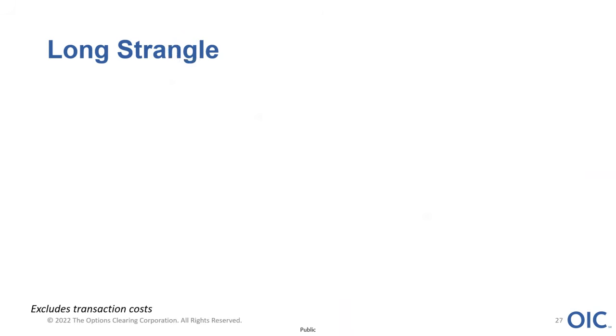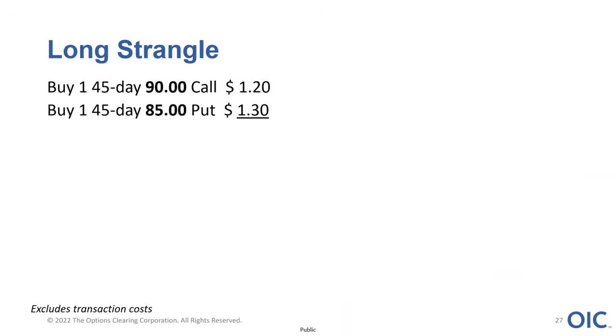Let's look at the strangle. It's very similar. It's basically the same kind of options. It's the 45-day 90 call and the 45-day 85 put. The big difference between the straddle and the strangle is that instead of buying the exact same strike, what you're buying is the slightly out of the money call and the slightly out of the money put.